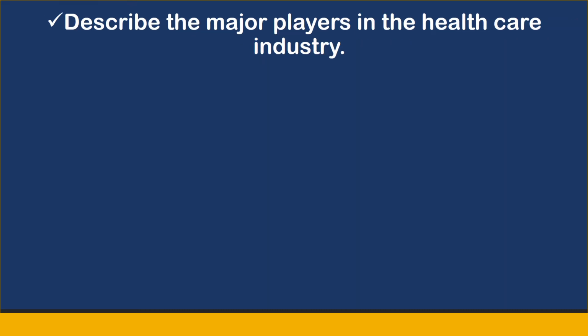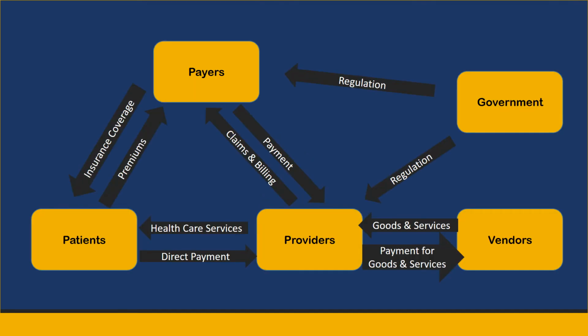Describe the major players in the healthcare industry. While the healthcare industry is expansive and complex, the major players can really be condensed into the following: patients, providers, payers, and vendors. This diagram shows the relationship between the major players in the healthcare industry. Regardless of your professional experience in healthcare at this point in your life, you've probably been a consumer of healthcare.